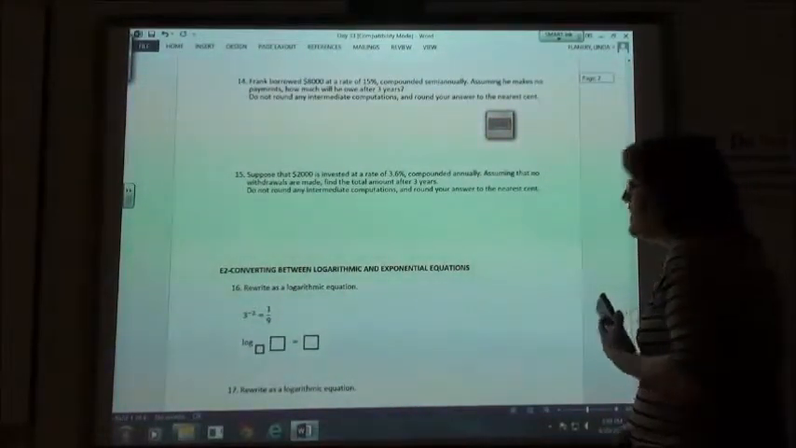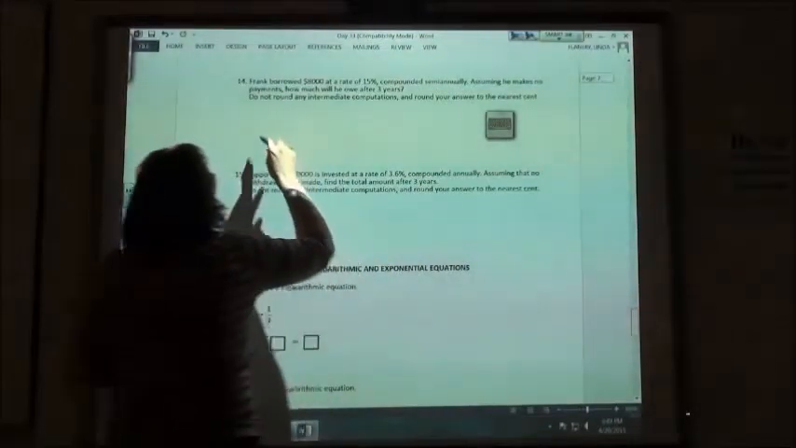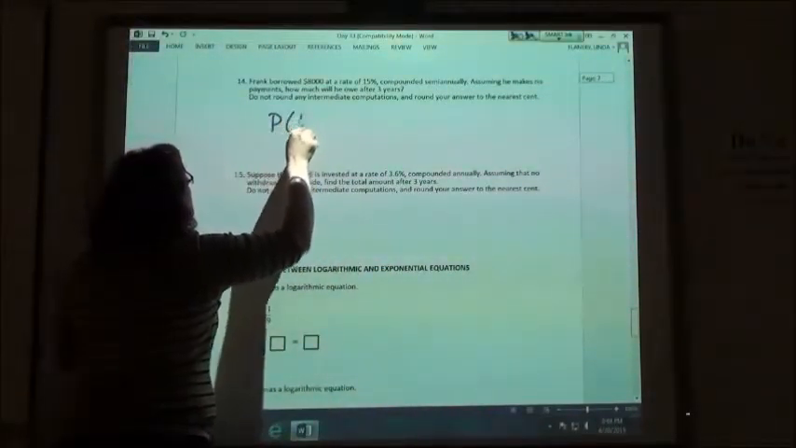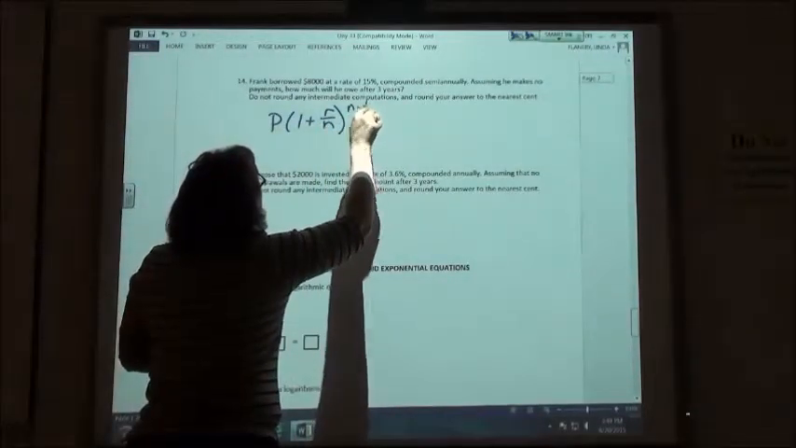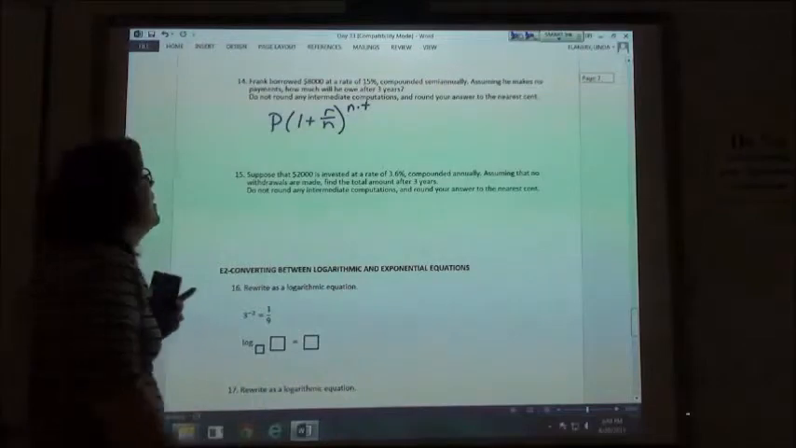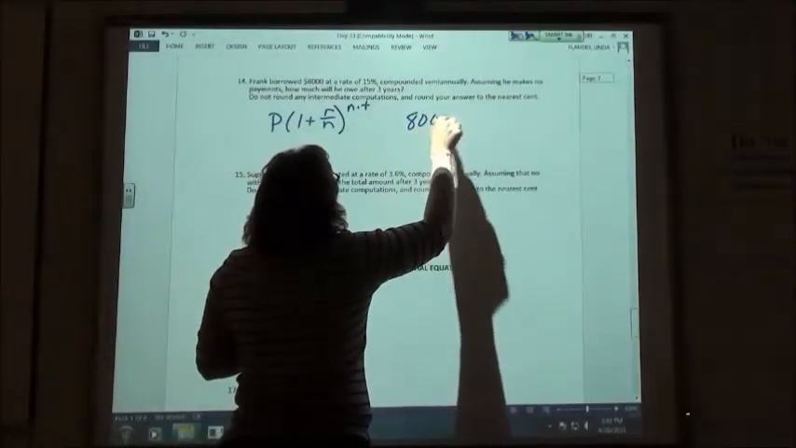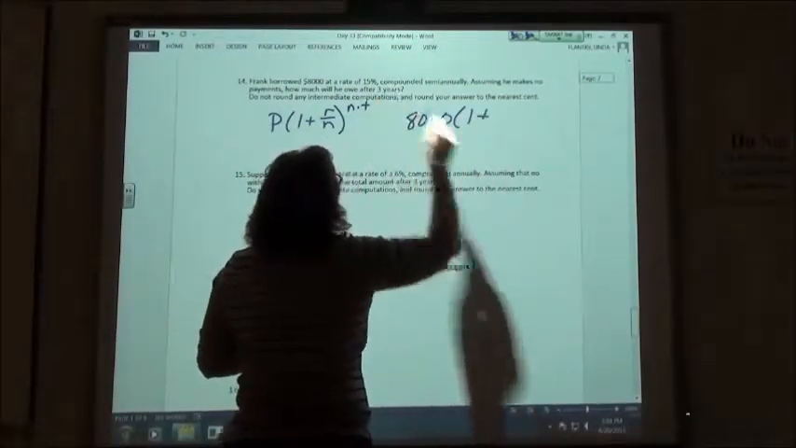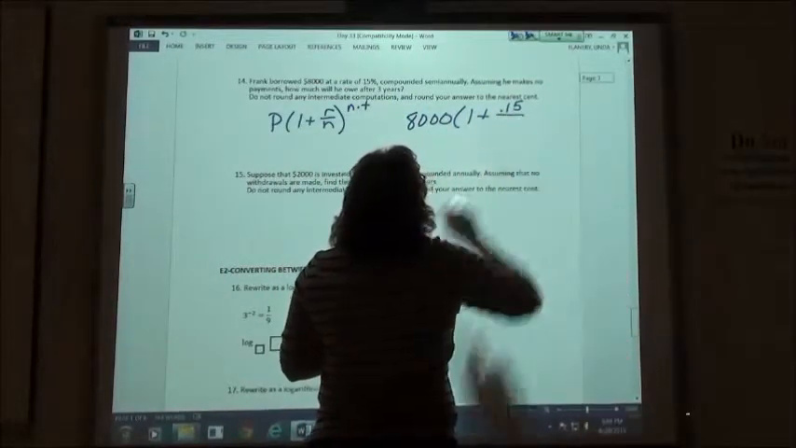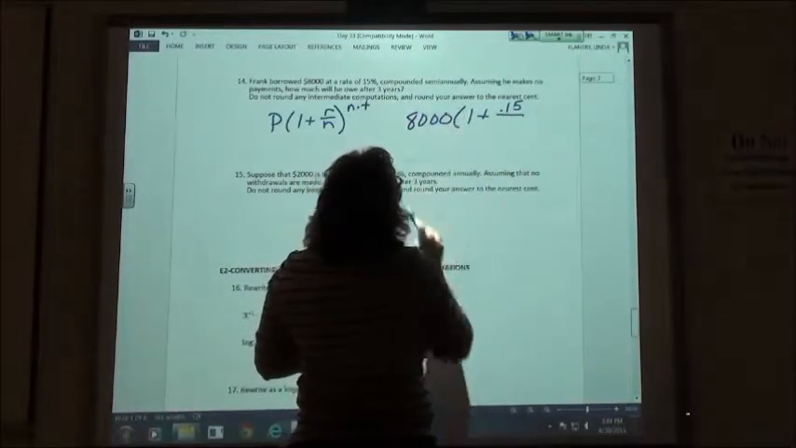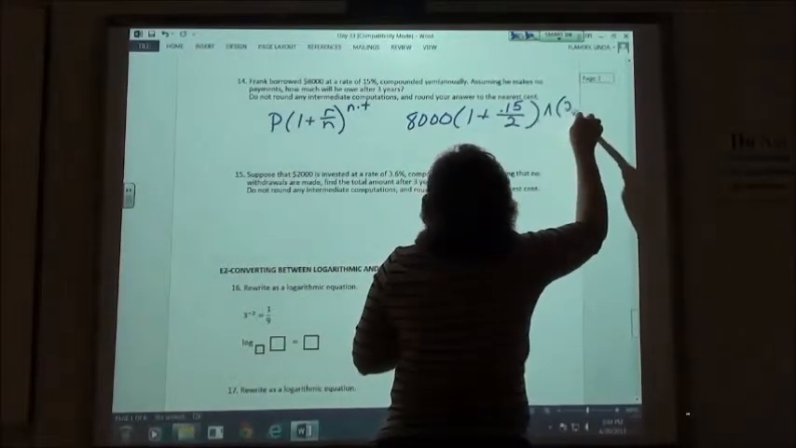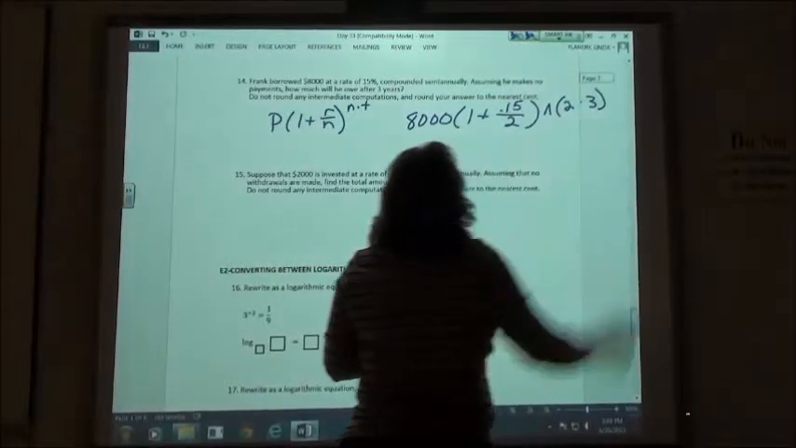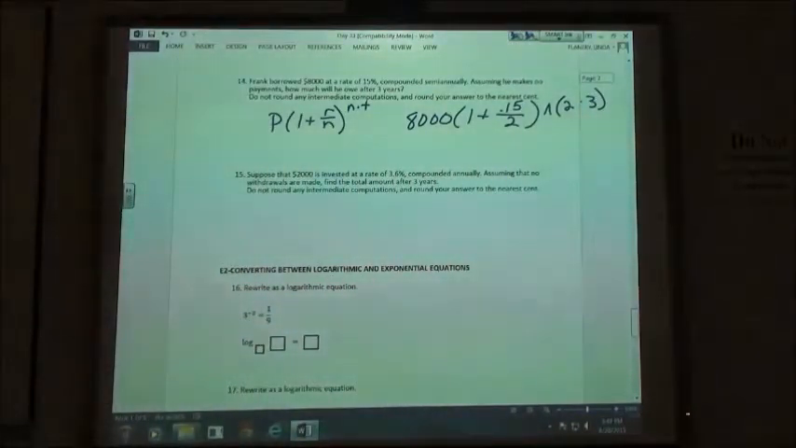Number 14, we're doing semi-annually. So my principal, 1 plus my rate over the number of compounding periods, and then the number of compounding periods times the time in years. I borrowed $8,000. 1 plus my interest rate is 15%, so 0.15. I'm compounding it semi-annually. That means 2 times a year, for 3 years. So 2 times a year for 3 years, 6 total times.